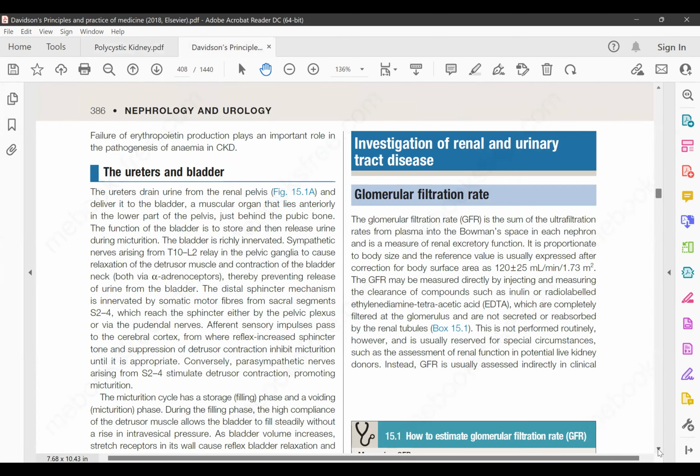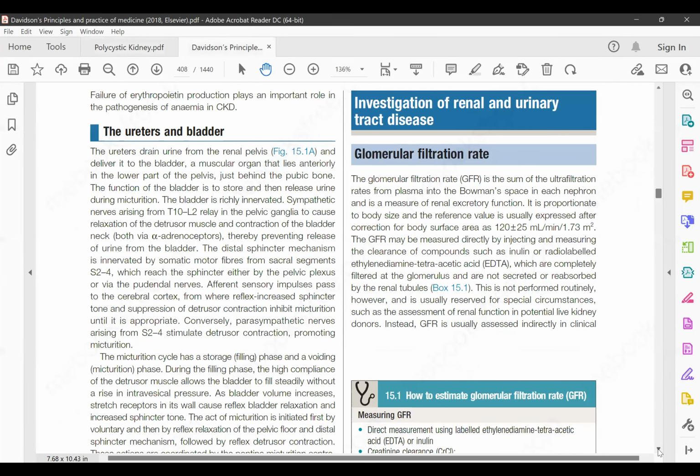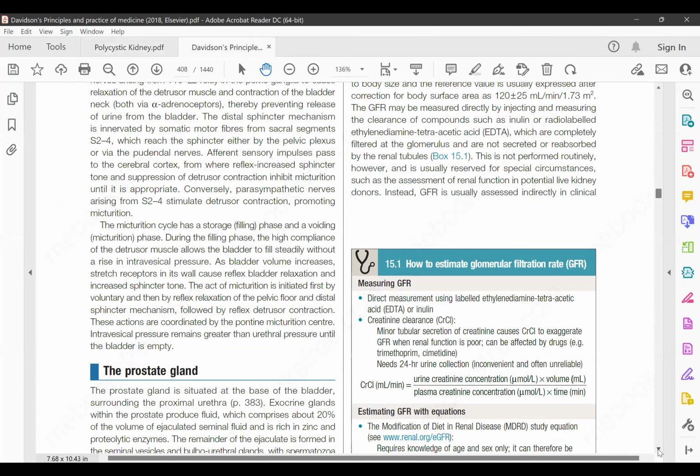This is from Davidson. How to estimate the GFR? Because you don't do that. You only do serum creatinine and urea and be done with it. But never do that. Today, days have changed. For the last 15 years, we have been telling students to estimate the eGFR. eGFR is estimated GFR. How do I do this?